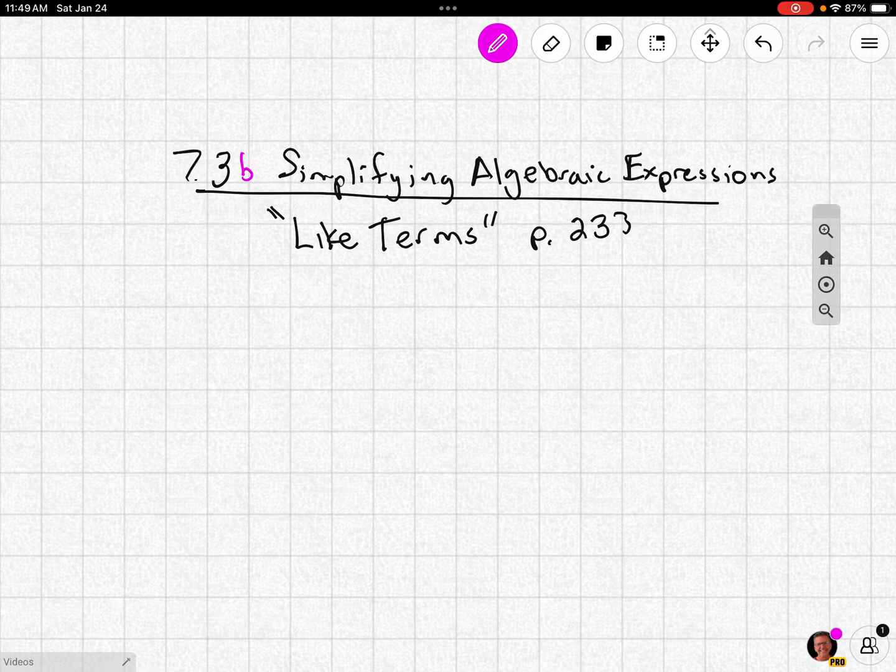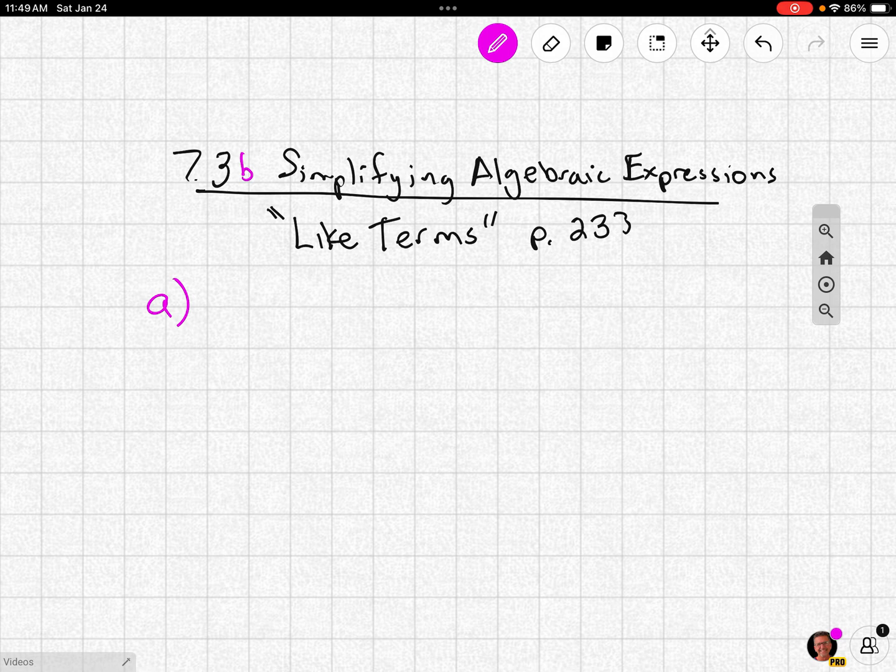Here we go with like terms. We're learning in 7.3. This is the second video on 7.3. And we're on page 233, like terms. What are like terms? Well, we're going to find out right now.